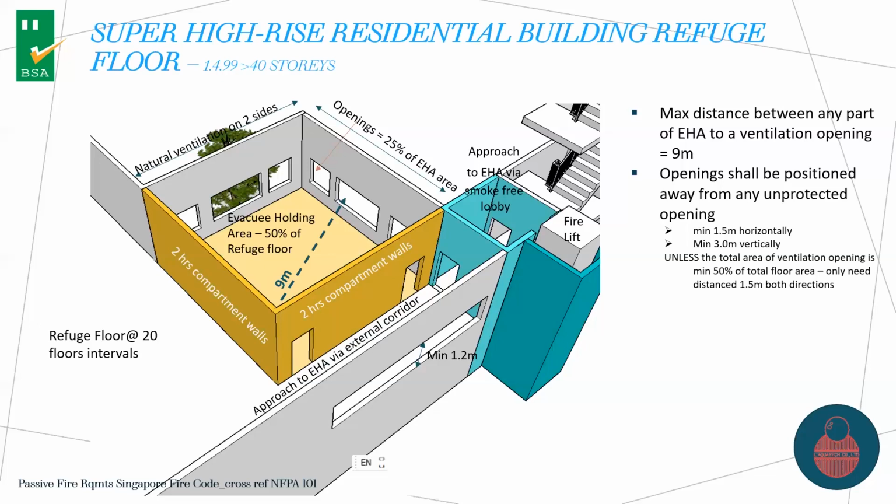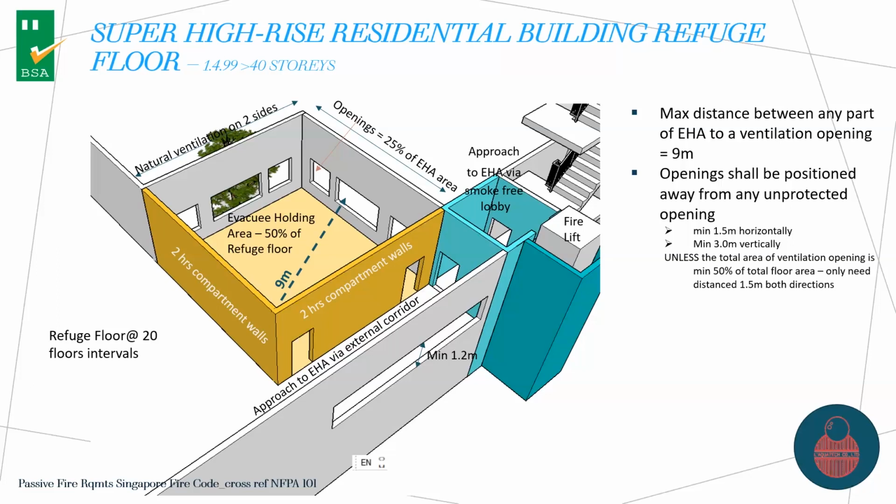Our buildings are getting taller and taller. Our residential buildings are now more than 40 stories high. And I think in Bangkok as well, there are many very tall buildings. The fire code classifies a building that is taller than 40 stories as super high rise. And when your building is super high rise, every 20th floor, you must have a refuge floor. And within this refuge floor, you must have an evacuee holding area that has minimum 50% of the refuge floor.